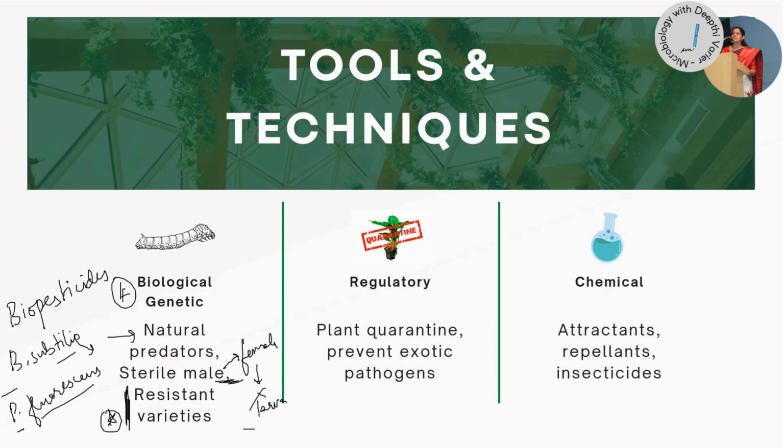So biological or genetic control is where we try to use natural predators, natural pest controlling organisms or mechanisms, we use the sterile male technique, and we can also go for resistant varieties.